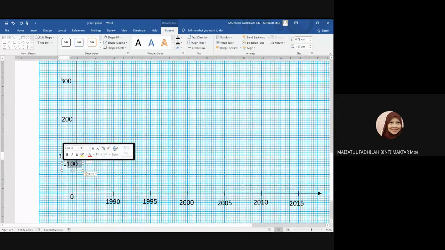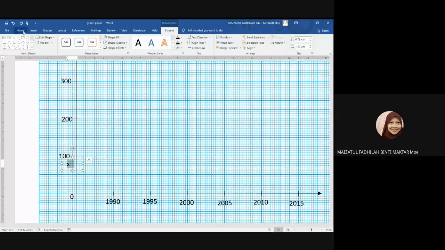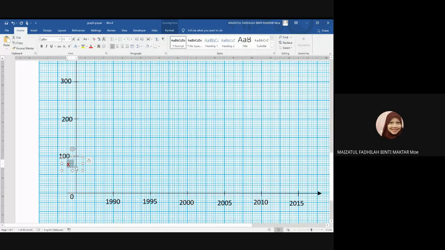So, for example like this one, I just put an X. Alright, so I just use the red color here. Okay, then see, in 1990, it's 80,000. So 80,000 is this one: 50, 60, 70, 80. This one.